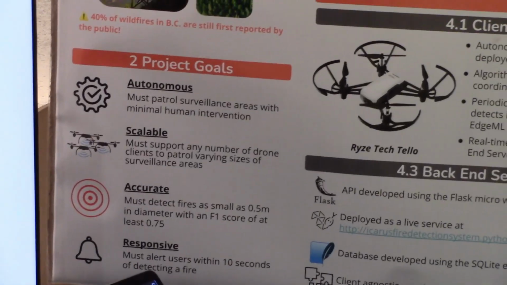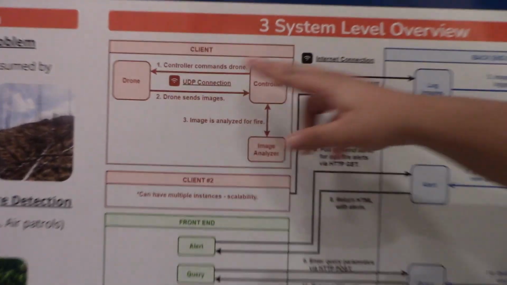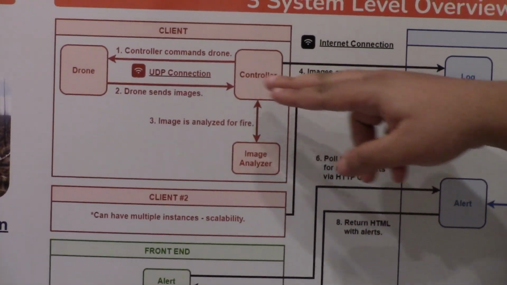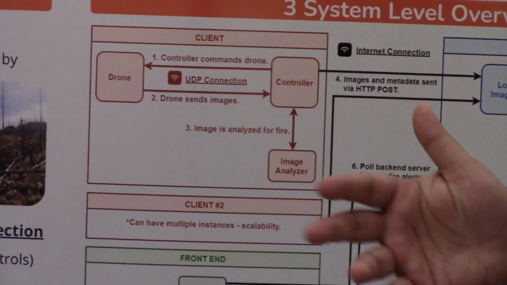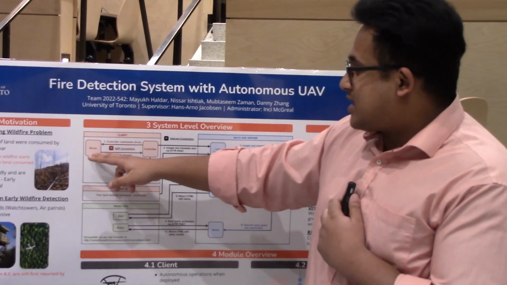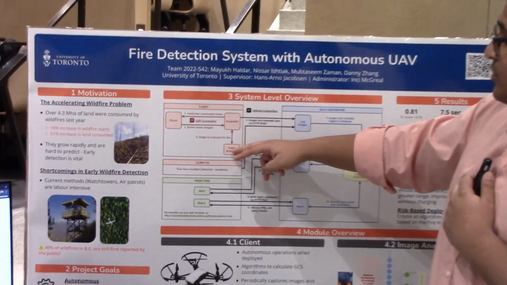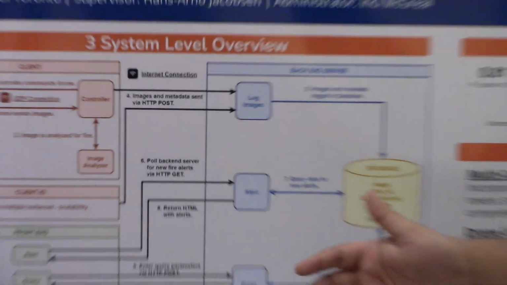The way it works is basically a client server architecture. Each client consists of a drone and a computer that controls the drone. Onboard the computer is an image analyzer. The controller has commands that tell the drone how to go about patrolling its flight path. The drone executes those commands and, upon taking a picture, sends it back to the controller computer. It runs through the image analyzer, which gives it a prediction. Is or isn't there fire present within the picture?